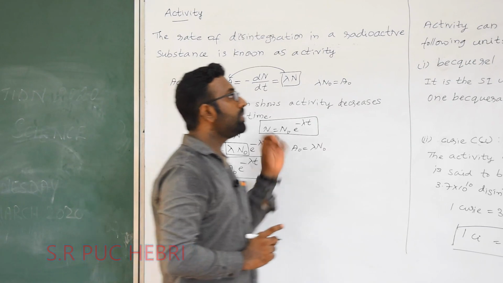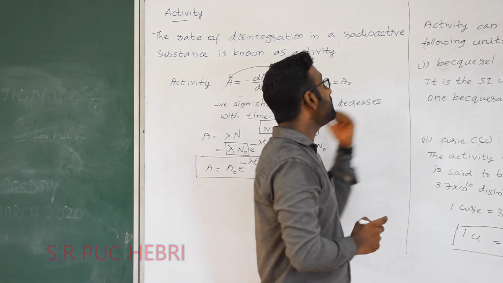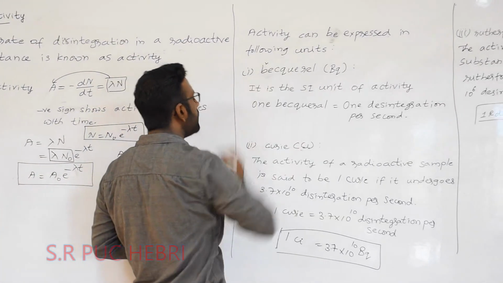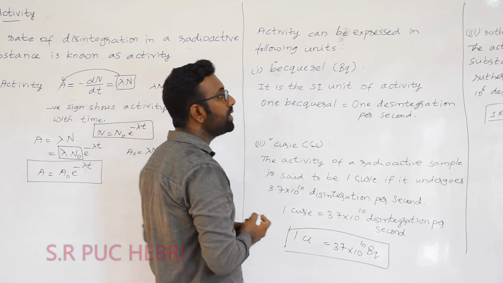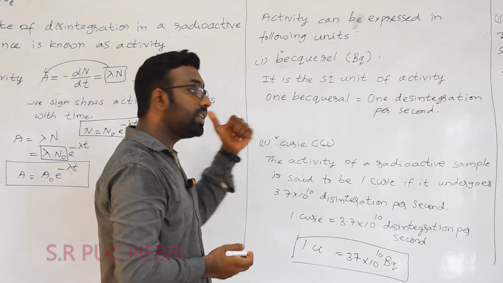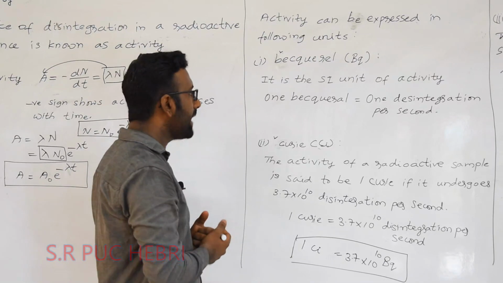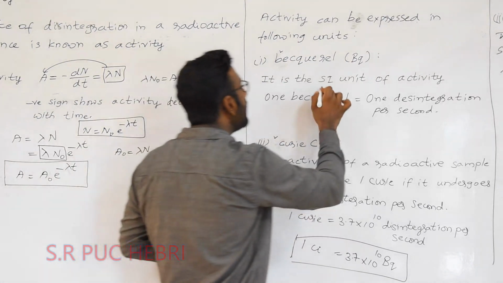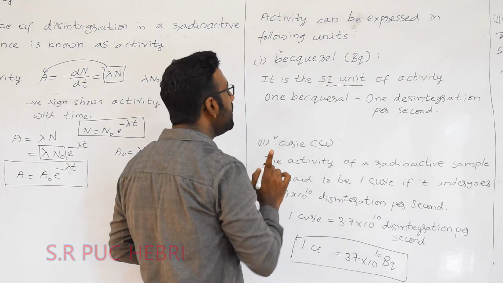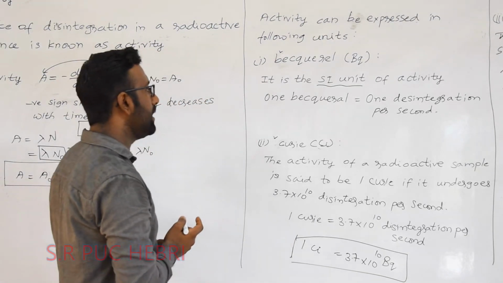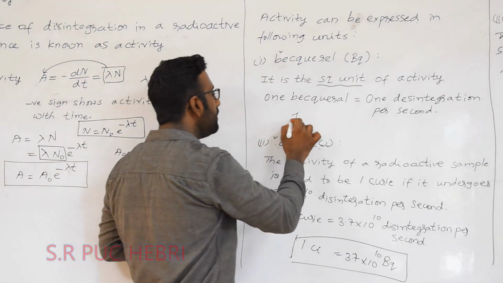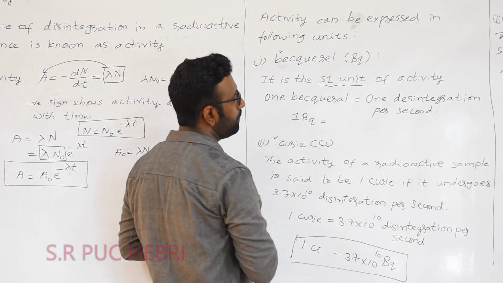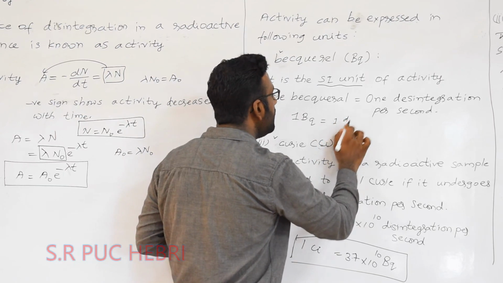Now we will see some of the units in which we express the activity. Activity can be expressed in the following units. First one is Becquerel, next one is Curie, next one is Rutherford. These are the three units with which we express the activity of a radioactive substance. We will see Becquerel first. Becquerel is the SI unit of activity. Remember, 1 Becquerel is nothing but 1 disintegration per second.